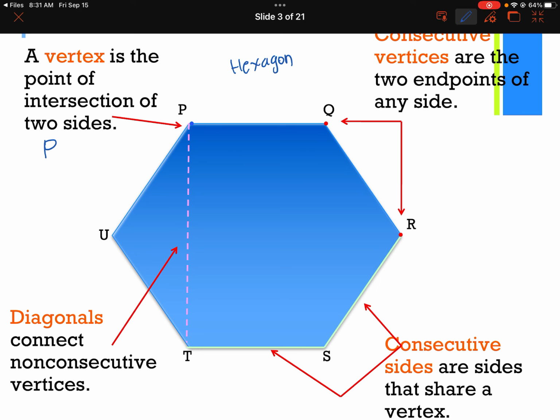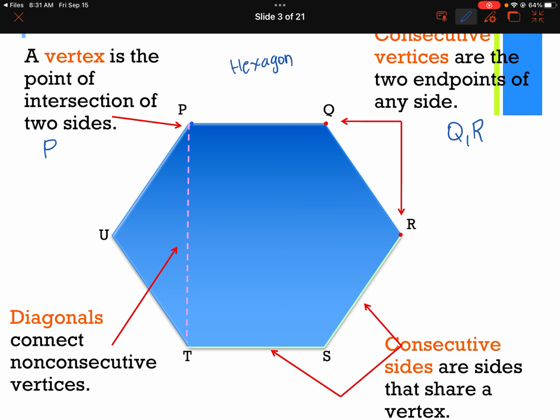Consecutive vertices are vertices that are next to each other. Another way to think about it is they are 2 endpoints of any side. So again, notice where the arrows are pointing there. Point Q and point R are consecutive vertices. They're next to each other. They're endpoints of a side.